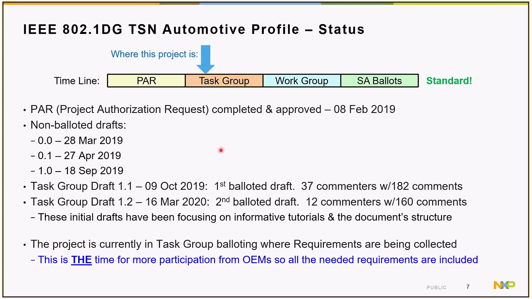Please get involved. And it's mainly during this phase. You don't have to be involved in the whole process, the whole group. It's just, this is the important phase to get your requirements in.